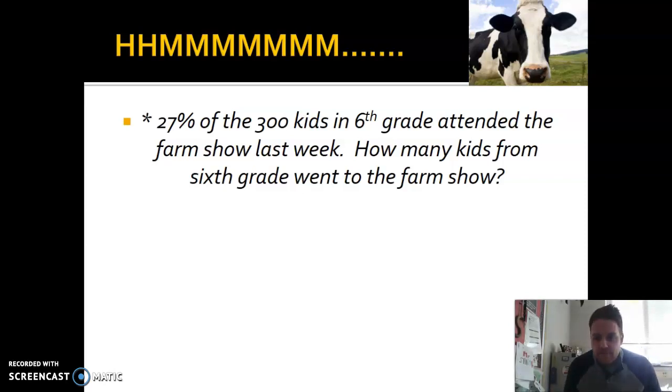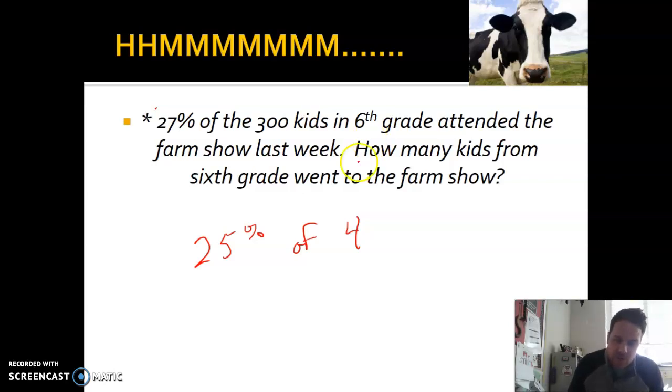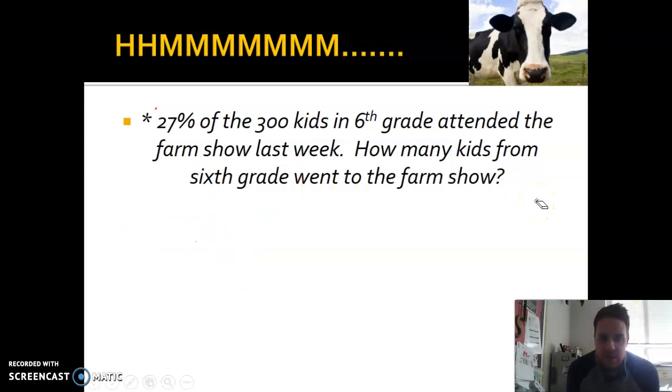So, if this had said there's 25% of 4 kids, so there's 4 kids and 25% of them went, I bet a lot of you would come up with this and say, oh, well, if I broke 4 into 4 pieces, that would be 1 student. But it's a little bit different when we end up with something like we have now, when it's 27% of 300. So I want you to think about how you might solve this.